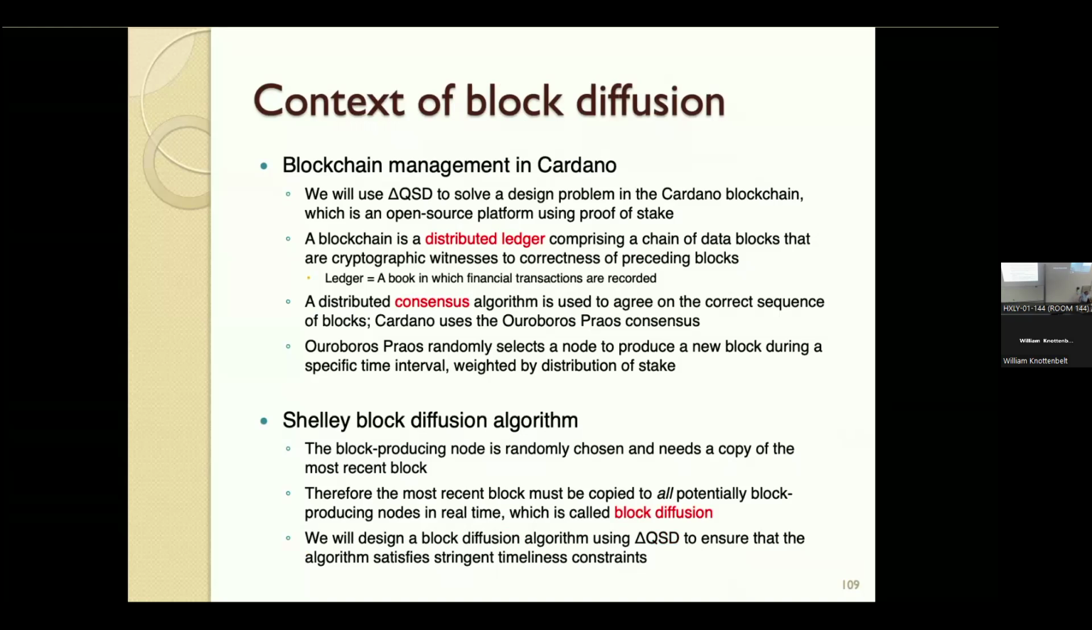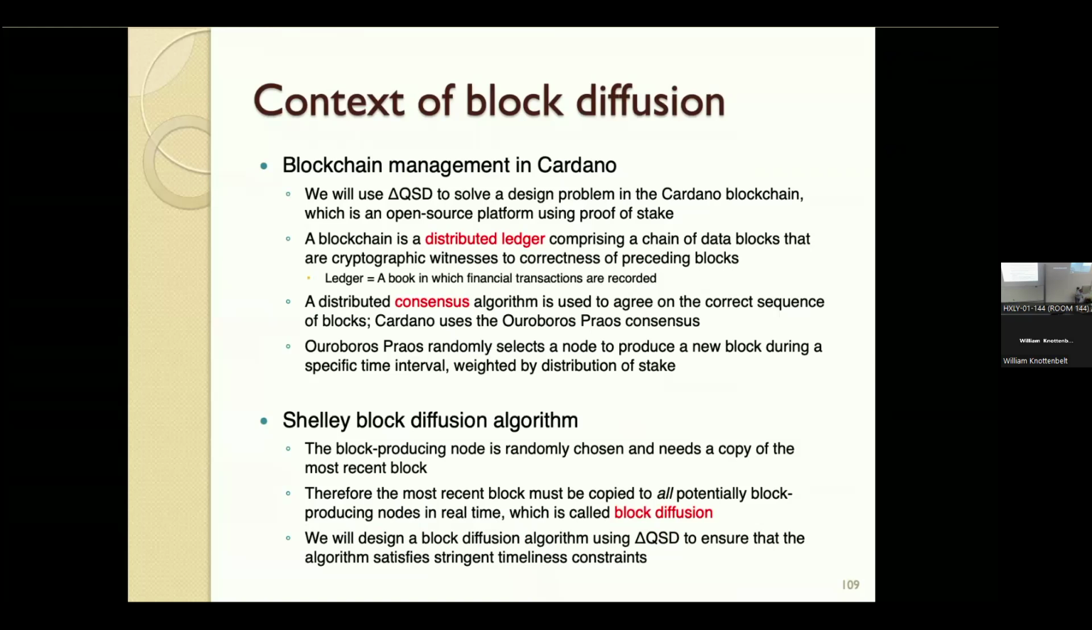In order to agree on the sequence, you use a distributed consensus algorithm. In Cardano, this is called Ouroboros Praos consensus. It randomly selects a node to produce a new block during a specific time interval, weighted by distribution of stake. So this is the context. Now the Shelley block diffusion algorithm. You randomly choose a node to produce a block, and in order to do that, it needs a copy of the most recent block. So the most recent block has to be copied to all potential block-producing nodes. This is a kind of broadcast diffusion, called block diffusion, and that's what we're going to design.